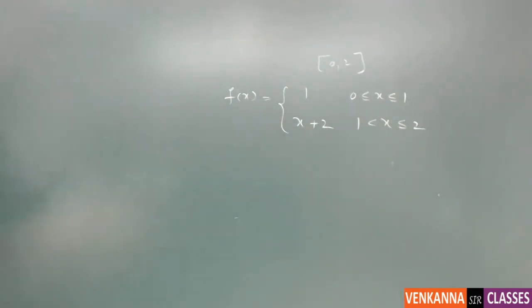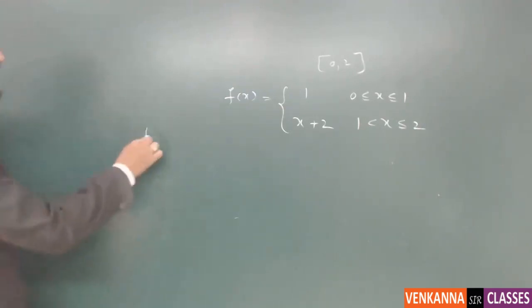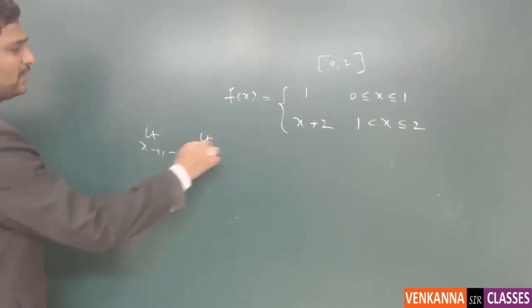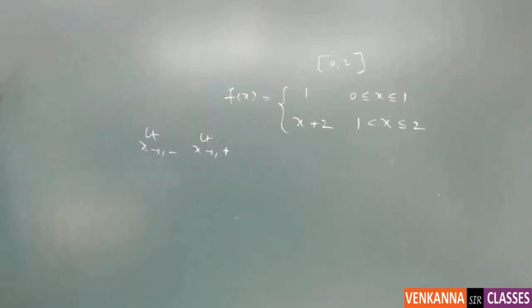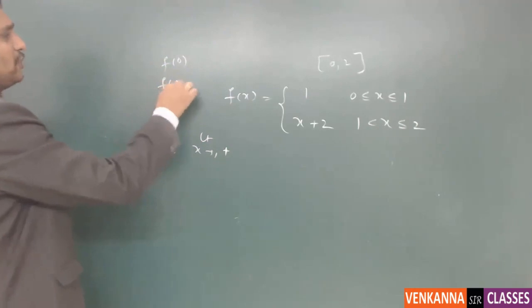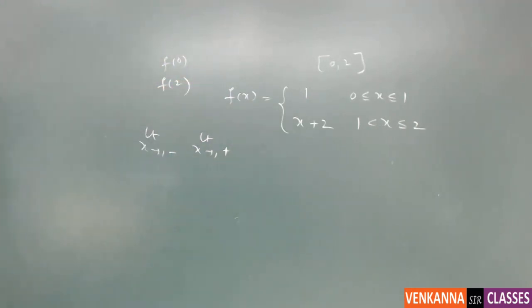Let us define the function like this. Now, is the function continuous within the interval? Because I am asking about that limit extends to 1 minus and limit extends to 1 plus, are they equal? So it is not continuous. Obviously, if you take the points f of 0 and f of 2, are they equal? No. So obviously the conditions of Rolle's theorem are not at all satisfied.